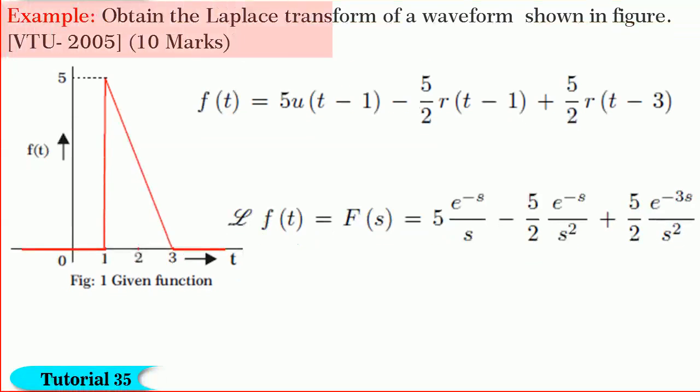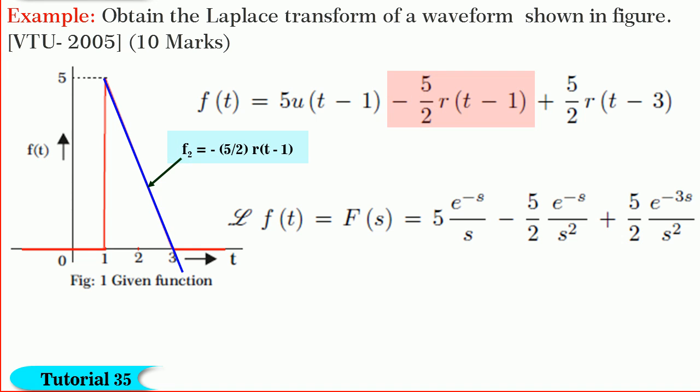Friends, let us solve another problem to find the Laplace transform of a given waveform shown in the figure. Observe the given waveform. Hope you find a positive step of 5 units at t is equal to 1 second. So, let f1 be 5 u of t minus 1. Next, we have to turn the direction at t is equal to 1 second. Observe that there is a negative ramp of minus 5 divided by 2 units at t is equal to 1 second, and let f2 is equal to minus 5 divided by 2 r of t minus 1.